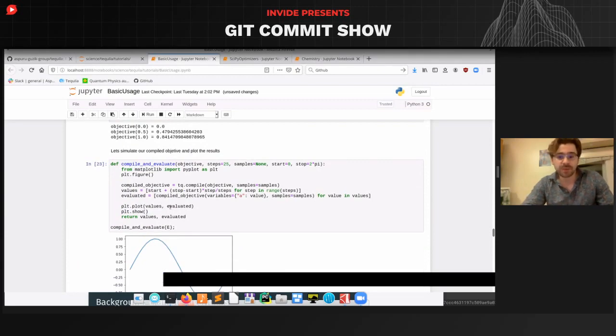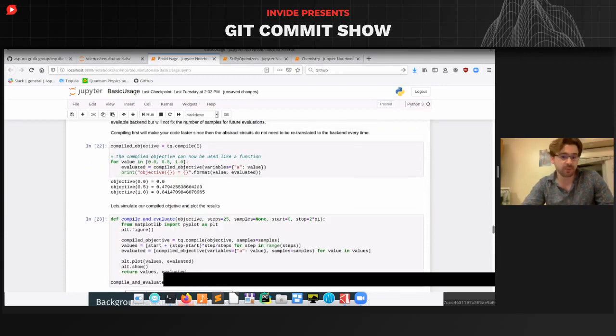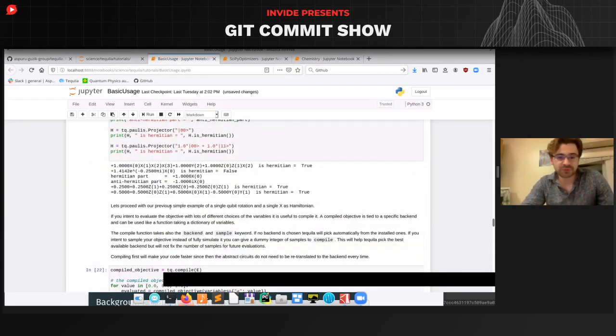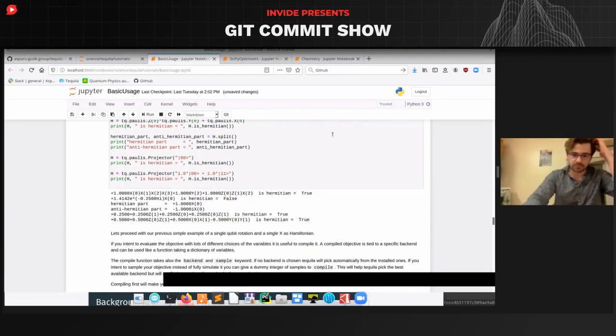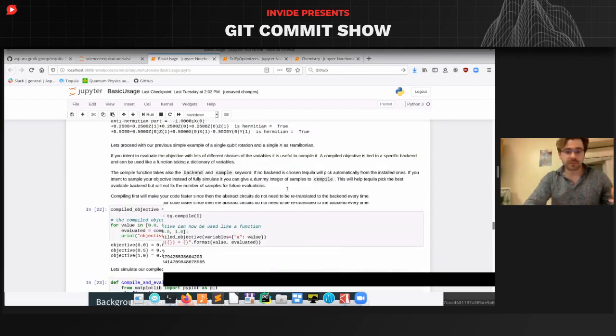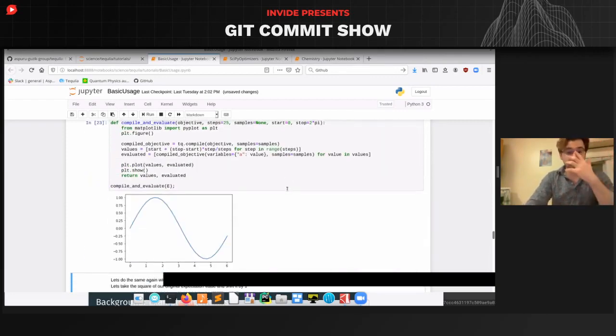And so when we compile an objective with this sort of bizarre Hamiltonian, X on all 4 qubits, Y on 2, Z on 0 and 1, tensor product with X on 2, and we optimize it, or sorry, we plot it over a number of values, we see that it's actually just this little oscillating thing.